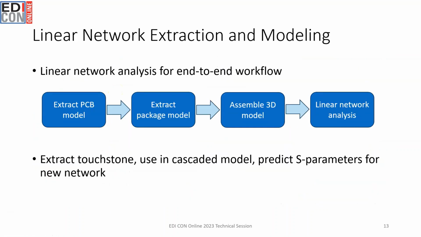So what else can we do here once we are working in this kind of workflow? Well, the other thing that we can do is, of course, extract Touchstone files for the various portions of our interconnect. We can then extract a PCB model. We can take a package model. If we can then put those together into a 3D model, we can do full linear network analysis for an end-to-end workflow. So we can take all of that information, use it in a larger cascaded model, and then with this new model we can predict the S parameters for this new network before we go off and do a new physical design.